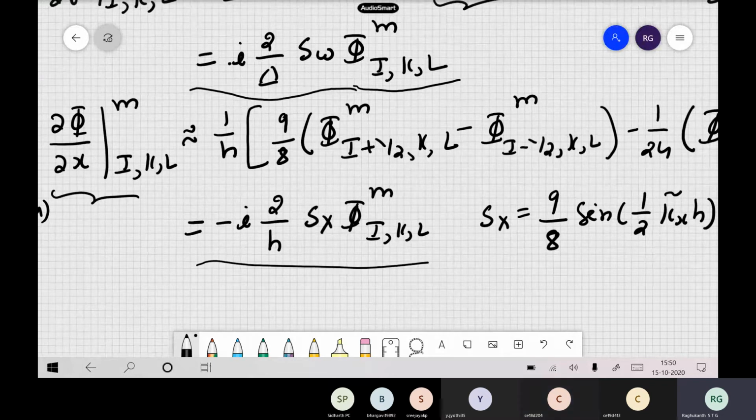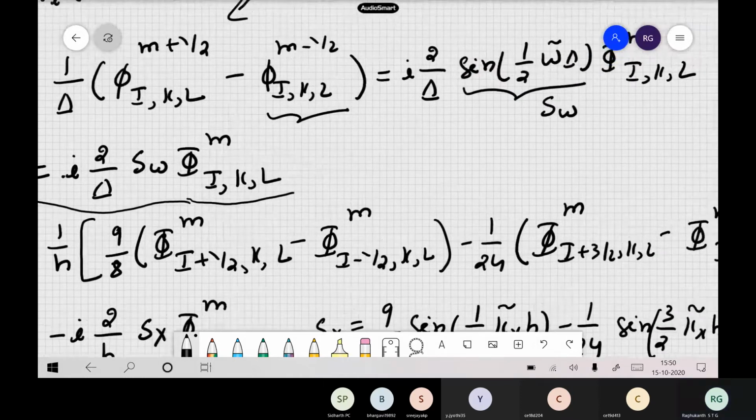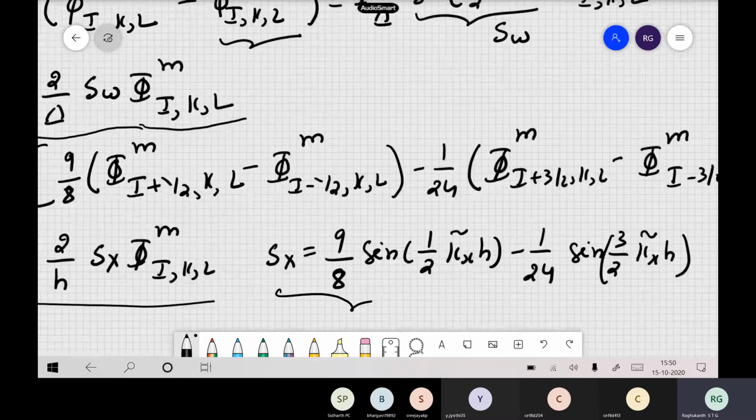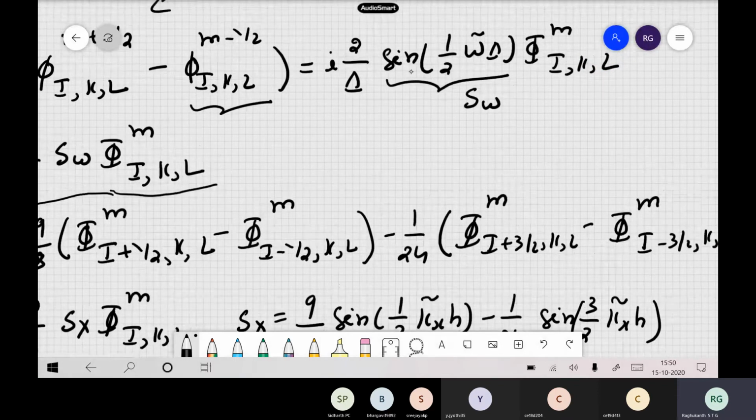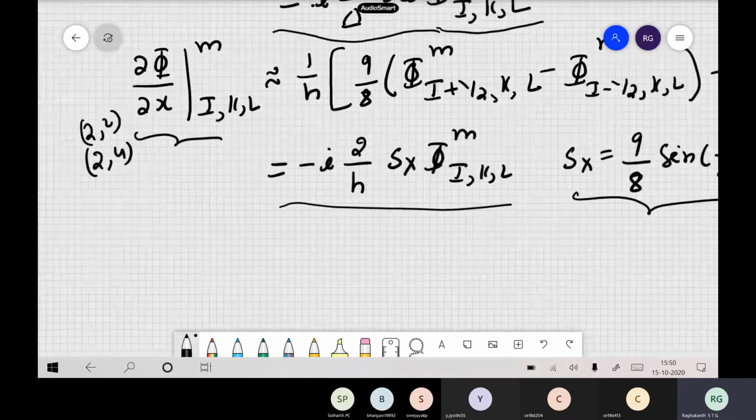See this here, S of omega is sine half omega bar into delta. Okay. Now here, what is S of x? Because it is a fourth order, I have got 9 by 8, 1 by 24. Suppose I had taken second order, my S_x also would be the same as sine half k_x into h itself. You remember? So this becomes sine of half k_x bar into this h itself. So this comes because of the fourth order only; we have this 9 by 8, 1 by 24 and all other things.